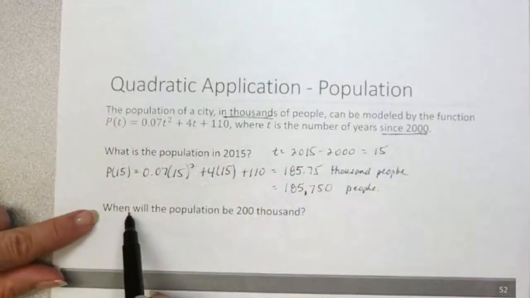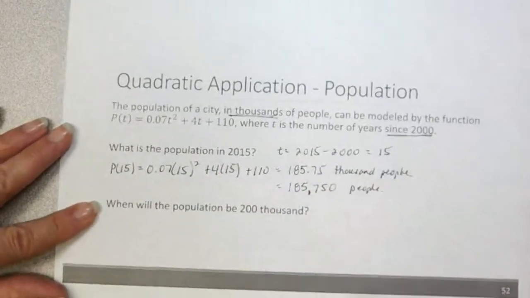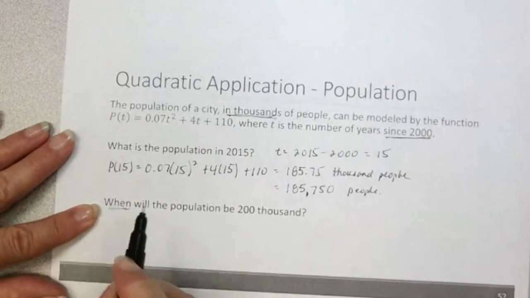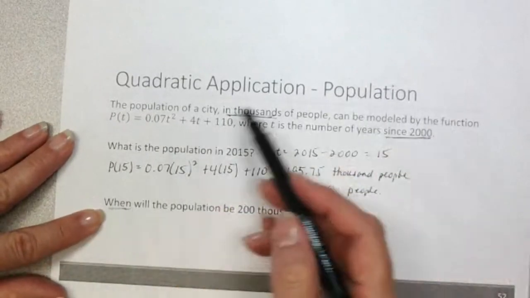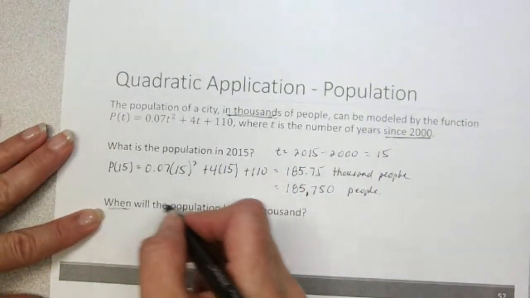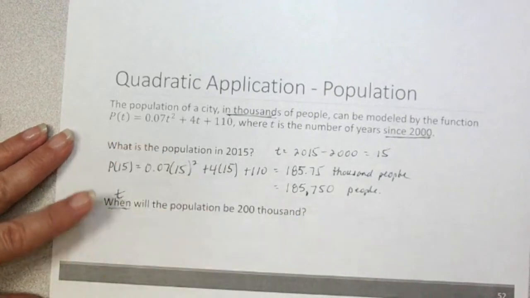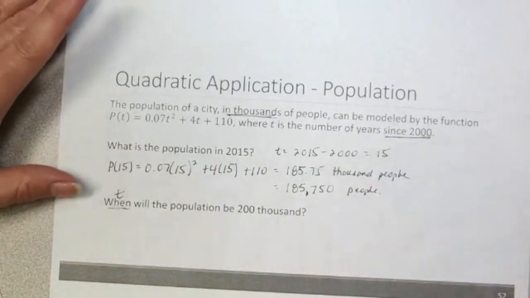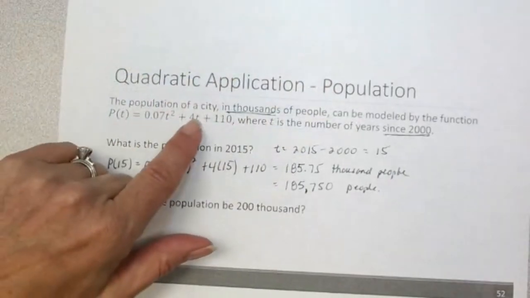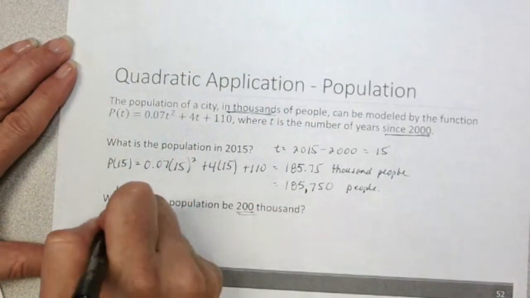There's a second question here. It says, when will the population be 200,000 people? All right, so we need to find when. What is when? When is going to be some number of years after the year 2000. So what are we solving for here? T. When is going to be the T, right? We'll add it to 2000 to find the year. We know that the population is 200,000.